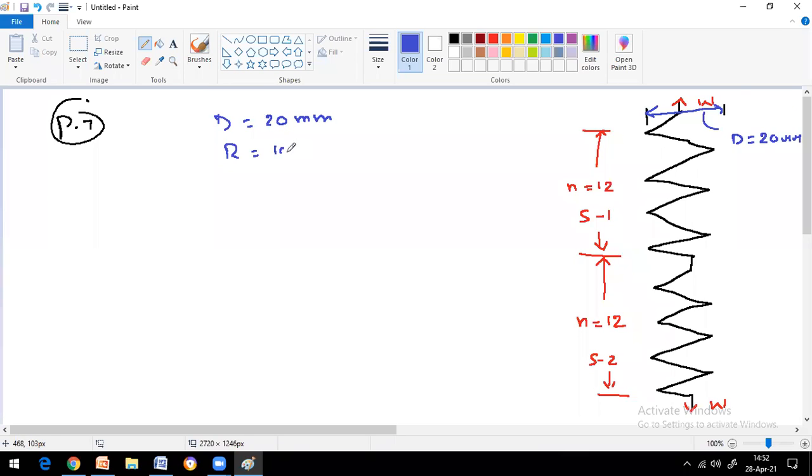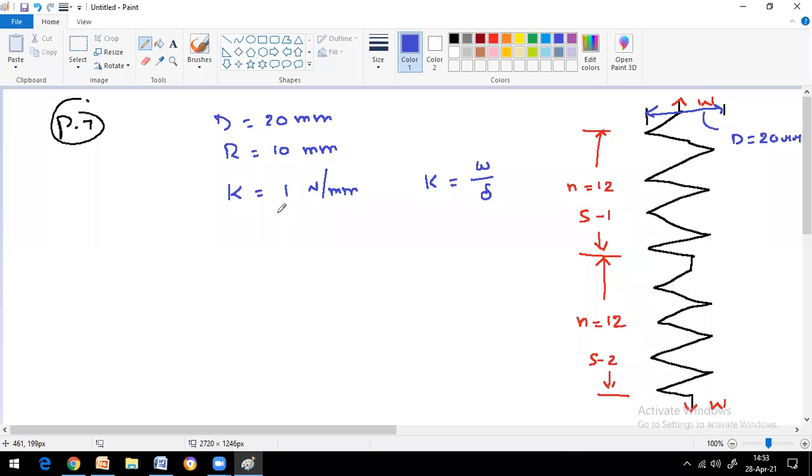The diameter is given as 20 mm. From this, the radius will be 10 mm. What else is given? The stiffness of the spring is given as K equal to 1 Newton per mm. What is stiffness? Stiffness is nothing but load per unit deflection, given as 1 Newton per mm.